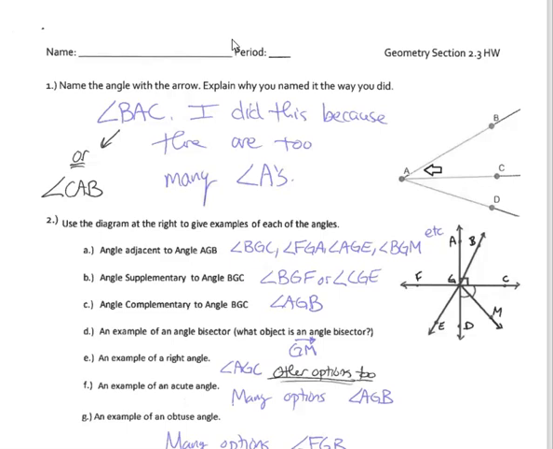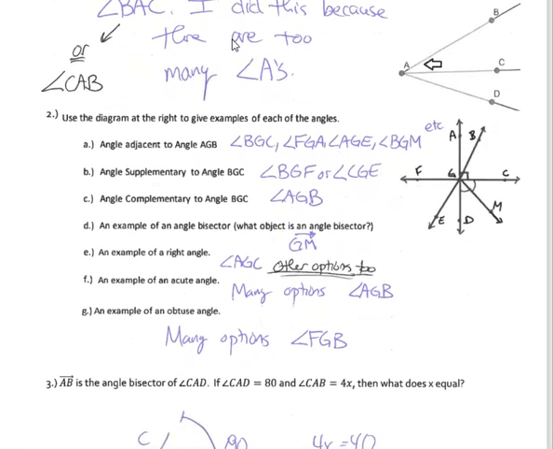Problem number 1, you're supposed to name the angle where the arrow is, and you could name it BAC or CAB. It does not matter. You cannot call it angle A because there's too many angle A's. The next one says, give an example of an angle that has these qualifications. So adjacent to AGB, if you trace out A to G to B, there are many different possible angles you could say share a vertex and a side. I went over and listed a bunch of them. You probably said BGC or AGF, but there's many, many other ones that you could have. I just listed a bunch of them.